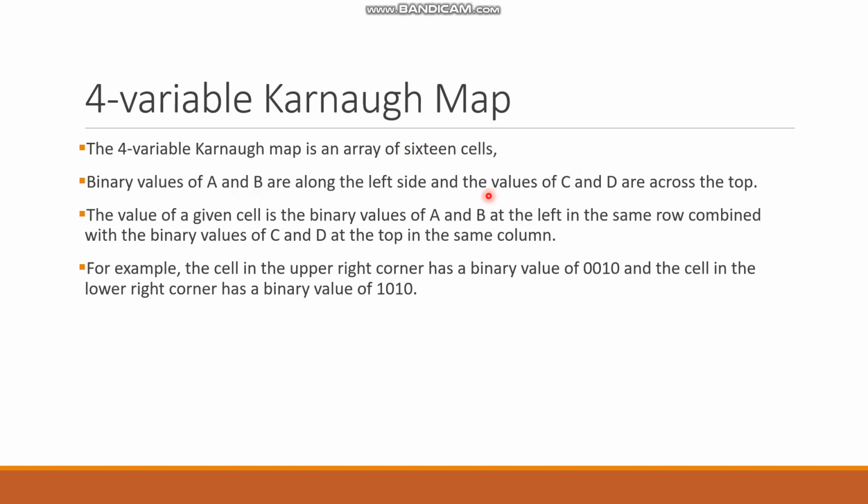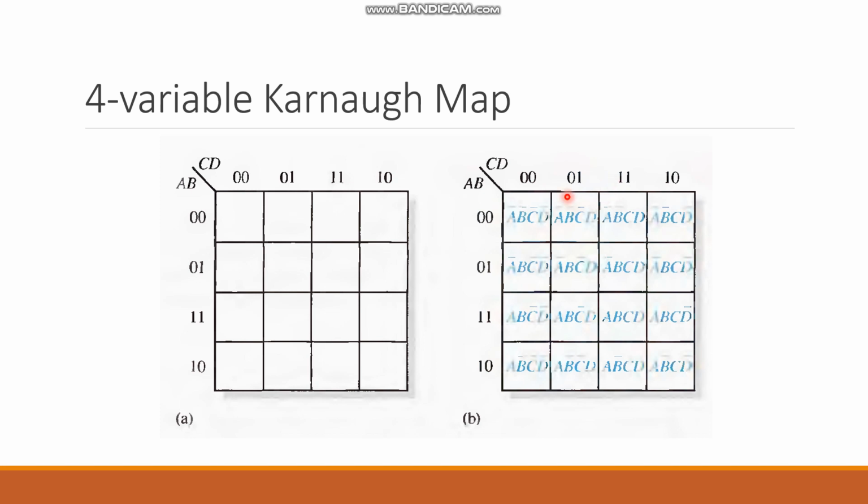So A and B can be put together, and C and D can be put together. Let's see what's going to be here. 0, 0, 0, 1, 1, 1, 1, 0 for A, B. 0, 0, 0, 1, 1, 1, 1, 0 for C, D. As we said before, this follows the gray code rule.